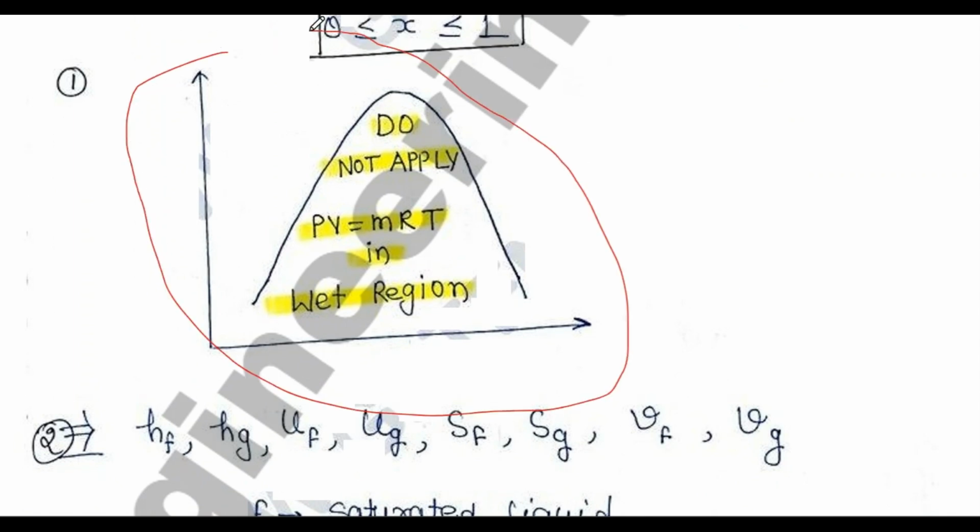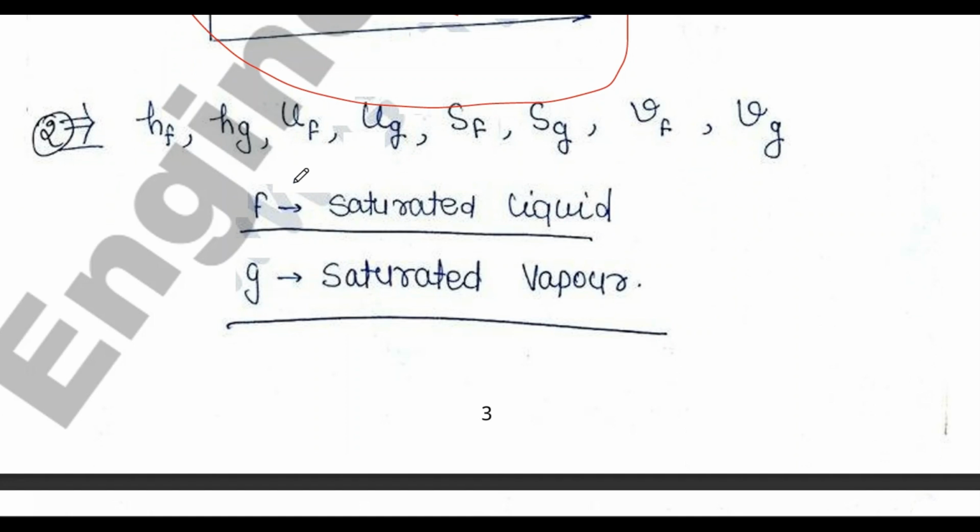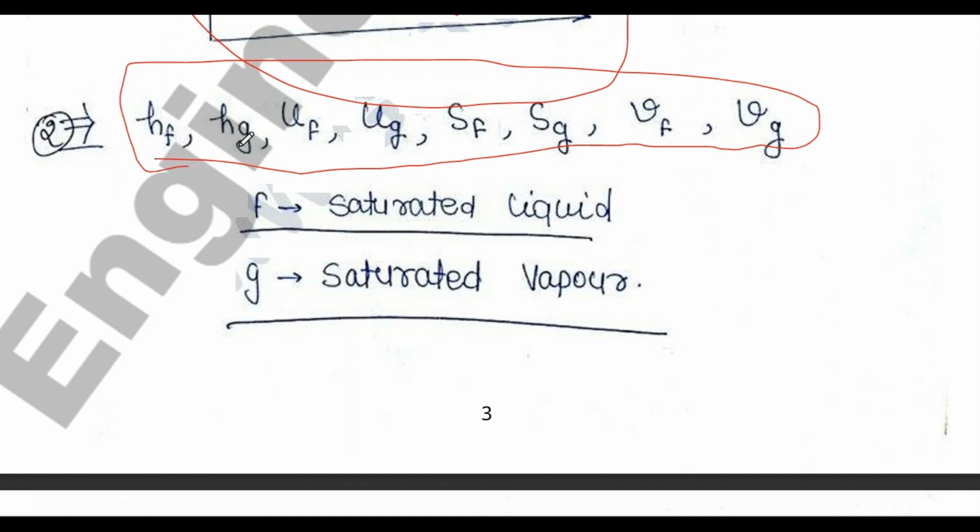In this region you cannot apply the ideal gas equation because you cannot consider liquid particles as an ideal gas. You can consider vapors above the saturated line as ideal gas. So you cannot apply the ideal gas equation in the wet region, and you have these terms to use for this region. We'll discuss it one by one.